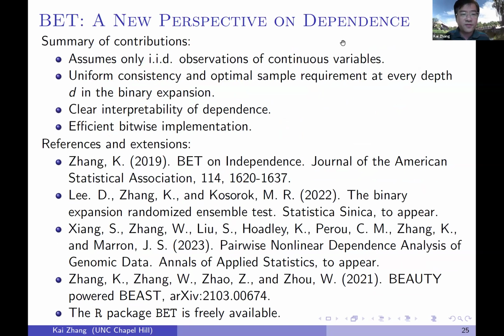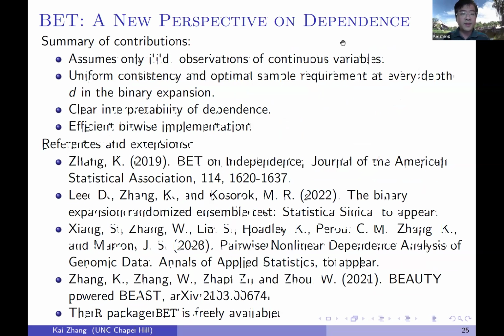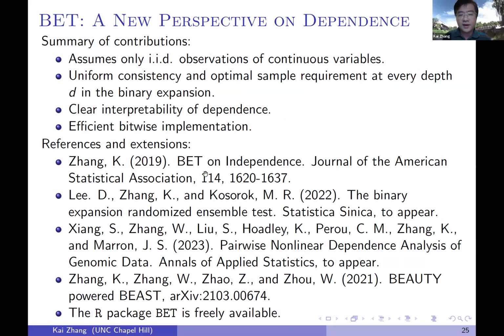So this summarizes my first part. We only assume IID observations of continuous variables. We achieve uniform consistency and optimal power, clear interpretability, and efficient computation. So here's my first paper. Here are some follow-up papers on multivariate extensions and also applications. Our package is freely available on CRAN. So that's my first part.